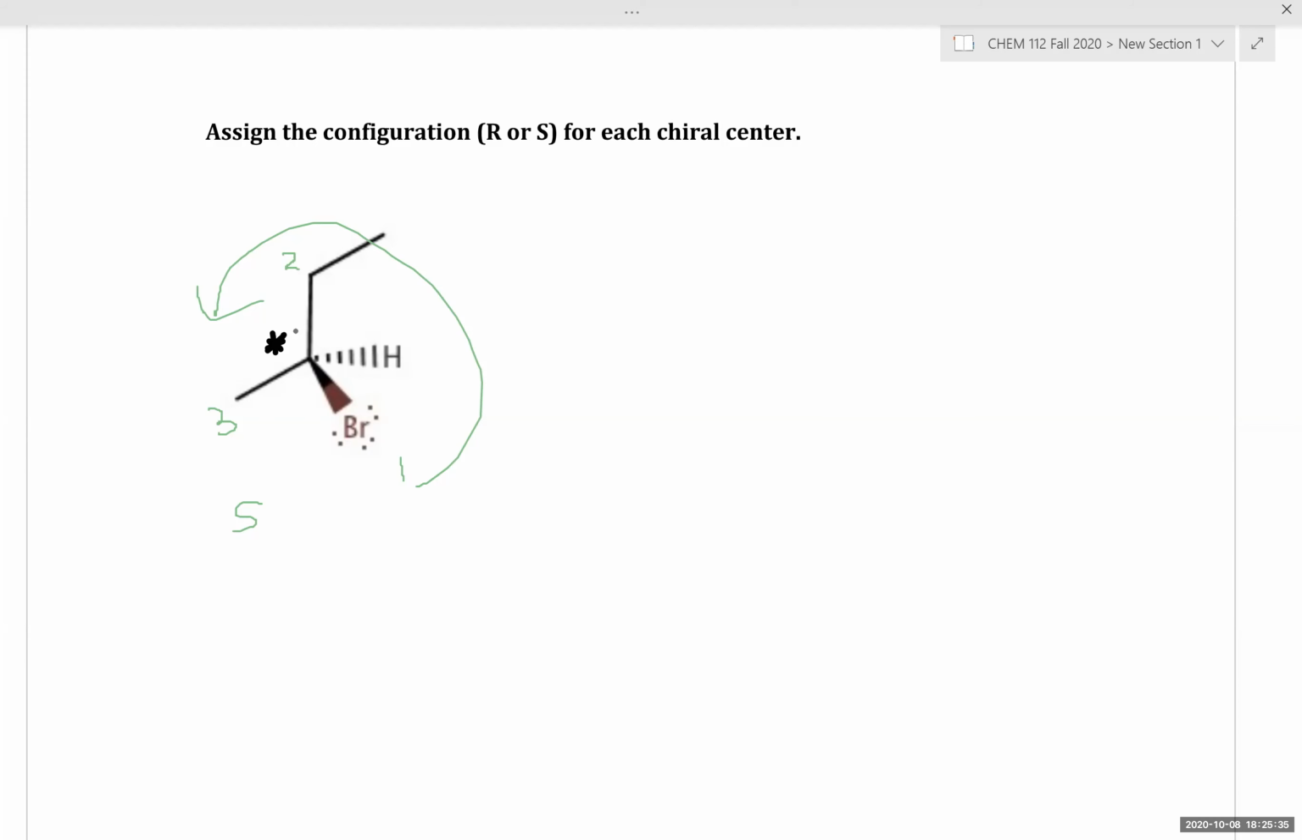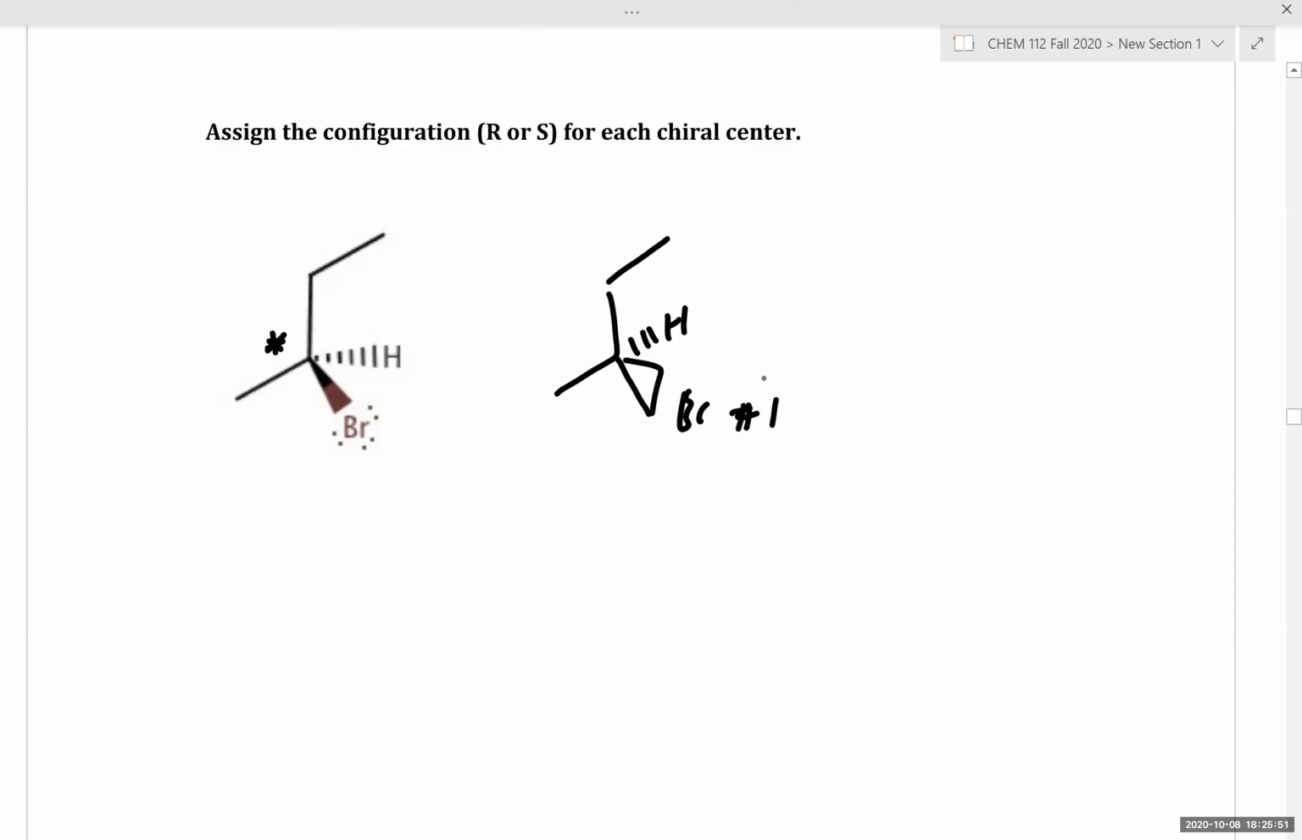Perfect, perfect. So we have our first proposed assignment that this stereocenter is S. So let's clear and let's draw this. So in this case, bromine is priority 1, the ethyl group is priority 2, the methyl group is priority 3. We draw an arrow from the highest to lowest priority. We're going counterclockwise. So this stereocenter would be S. That's exactly right.